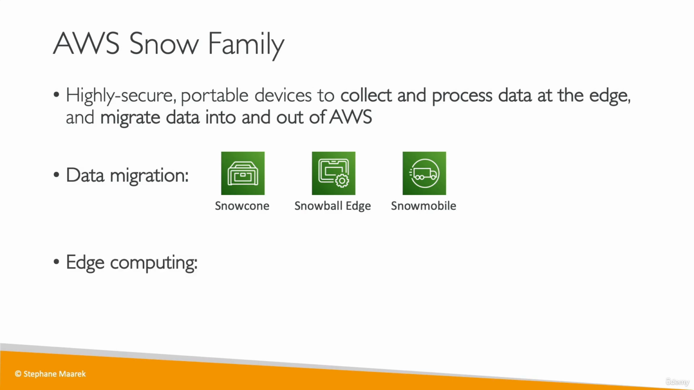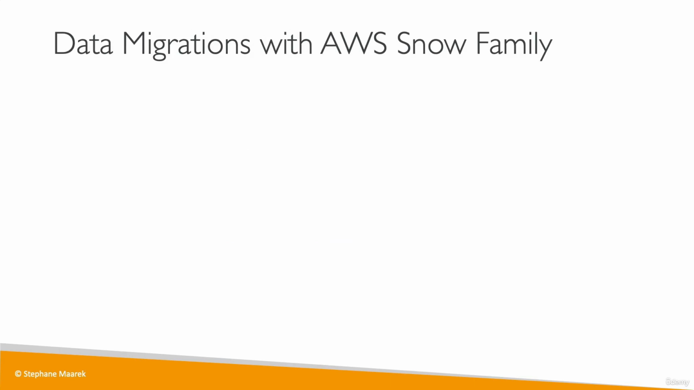And for the second use case, edge computing, we have the Snow Cone and the Snowball Edge. So we'll first tackle the data migration subject and then the edge computing. So why do we want to do data migration with the AWS Snow Family?